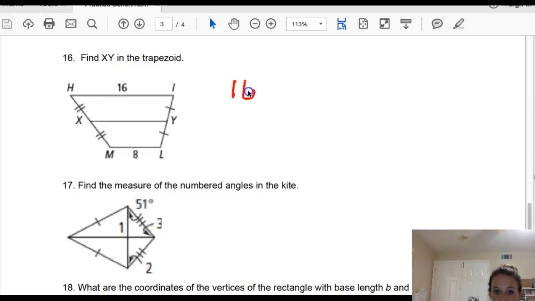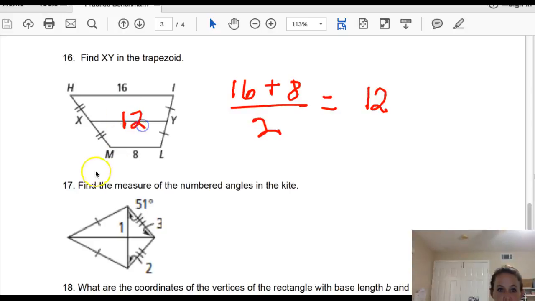So 16 plus 8 and divide by 2. The math is super easy here. It's just asking you if you know your theorems. Add those together, divide by 2, you're going to get 12. All right. Let's go to this one.